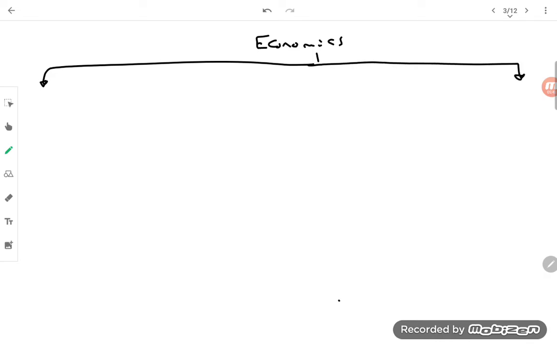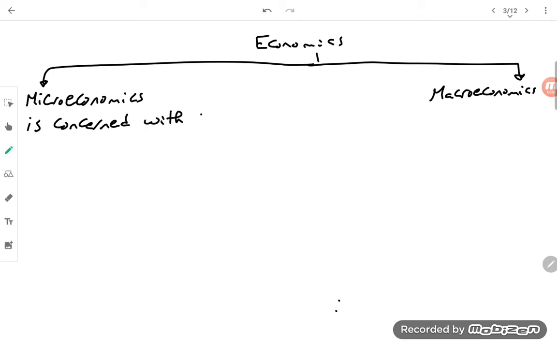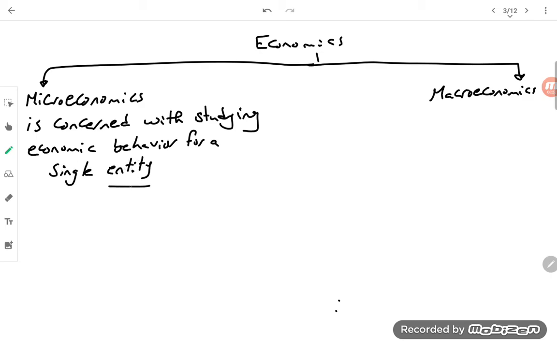Economics has two main branches: microeconomics and macroeconomics. What is the difference between microeconomics and macroeconomics? Microeconomics is concerned with studying economic behavior for a single entity. Single entity means single unit. That can be single consumer or household or producer or firm or products.